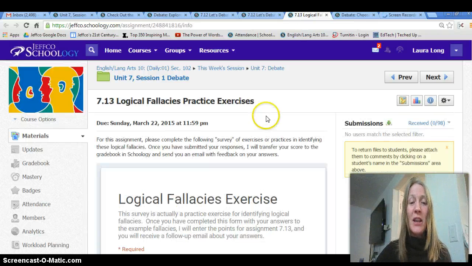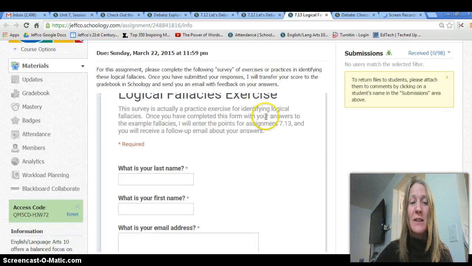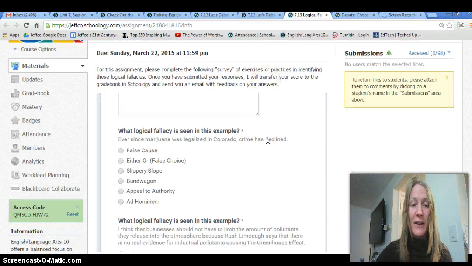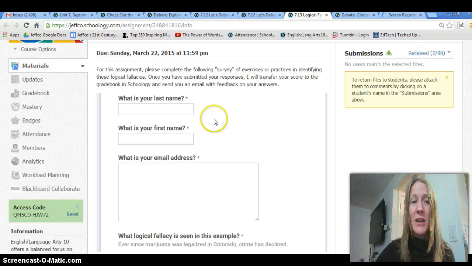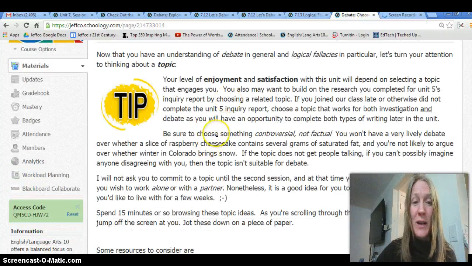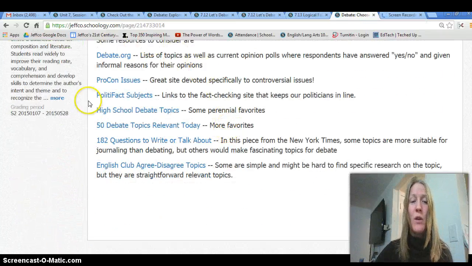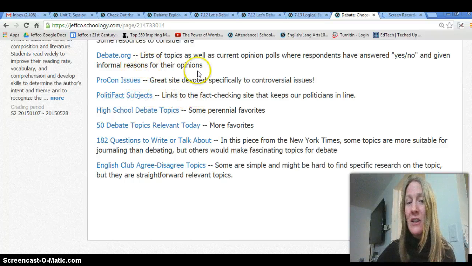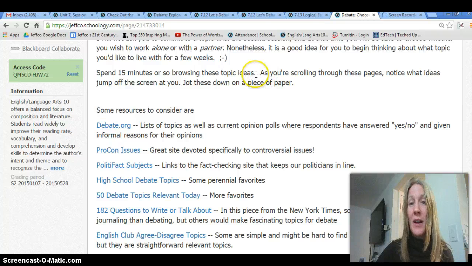We will be looking at logical fallacies, and you'll be doing some practice on logical fallacies by looking at things like this: Ever since marijuana was legalized in Colorado, crime has declined. So what's the problem in logic there? And you'll be looking at some different explanations of that as well. And then finally, you'll be looking at your choices for topics with a bunch of different resources with lists and ideas and pro-con illustrations for you. And that's what you'll write up in your journal.